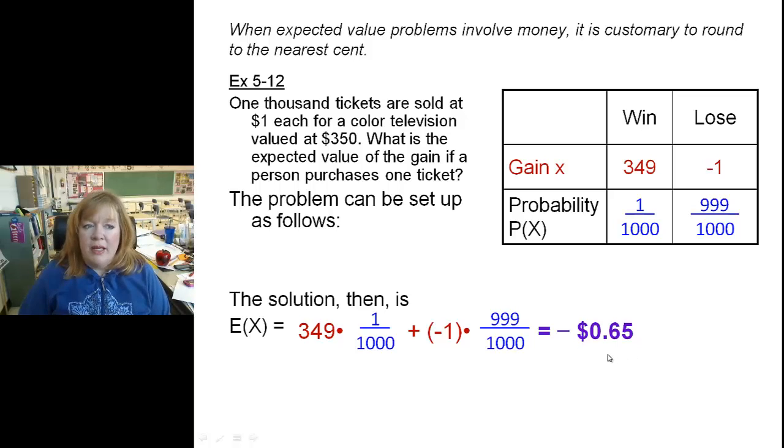I don't know if that makes sense. So it's theory, but you know if you lose, you're going to lose $1. Let's look at this next one.